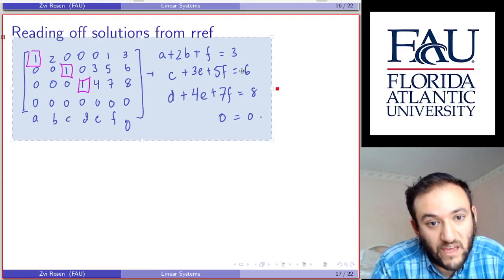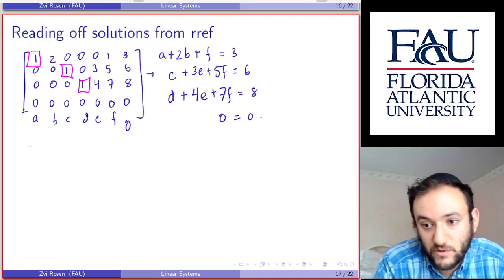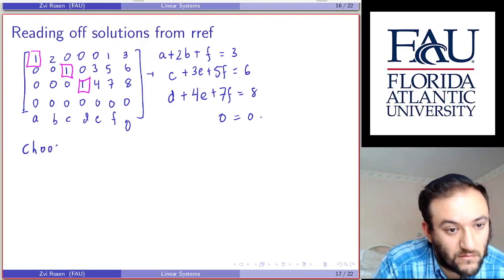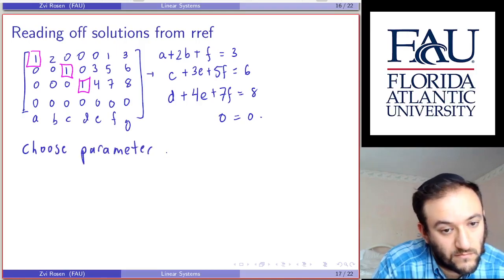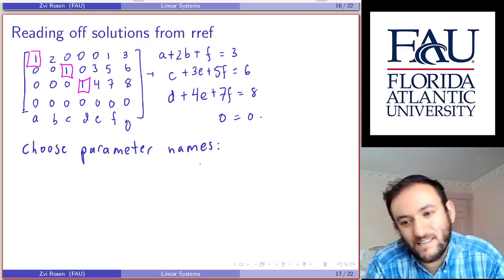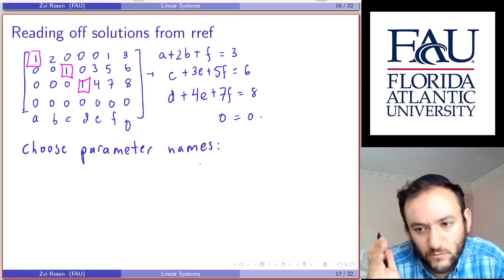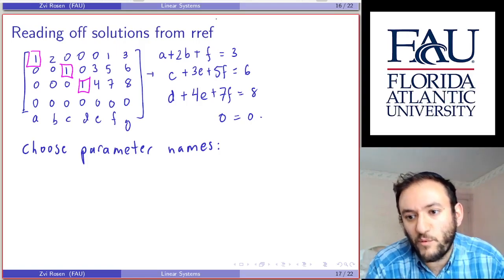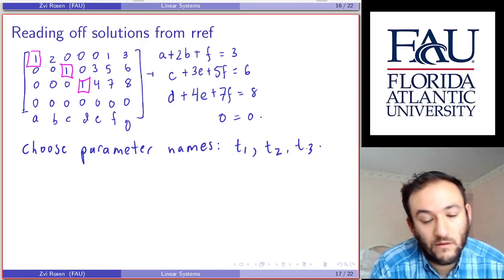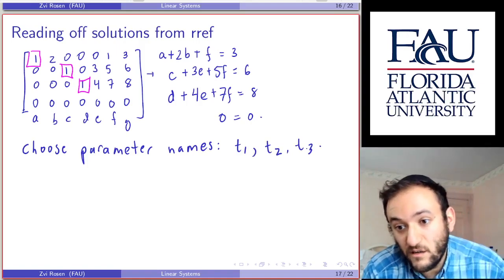So as I mentioned, we have our free variables and we have our leading variables. So we can choose parameter names. Let's say we want T1, T2, T3. Okay, then we'll have T is always our parameter. Okay, so T1, T2, T3.